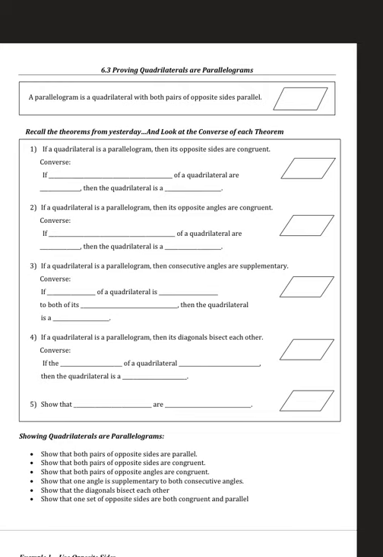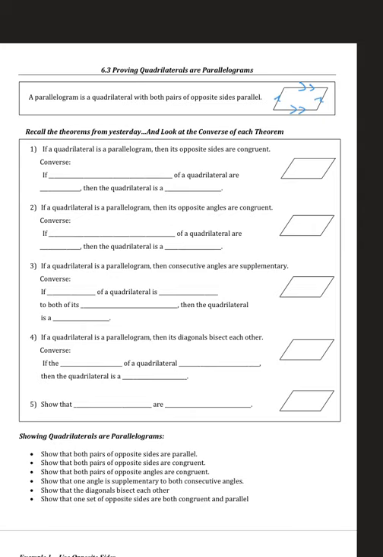So if we take a look at it, the first one is the definition, so it stays the same. A parallelogram is a quadrilateral with both pairs of opposite sides parallel. So if we see a shape, a quadrilateral, where both sets of opposite sides are parallel, and we know that with the little arrows, then we know that that's a parallelogram.